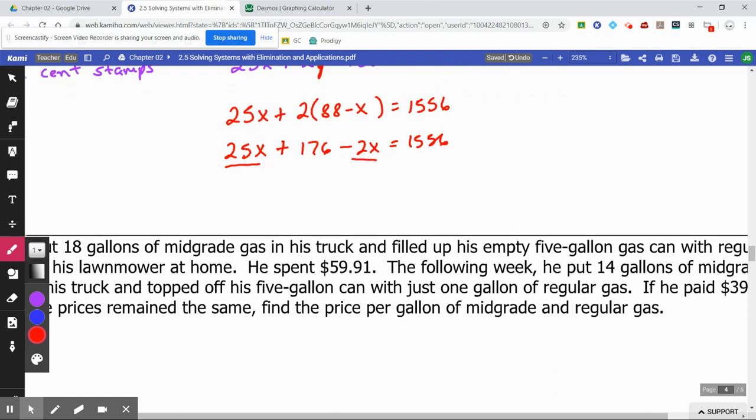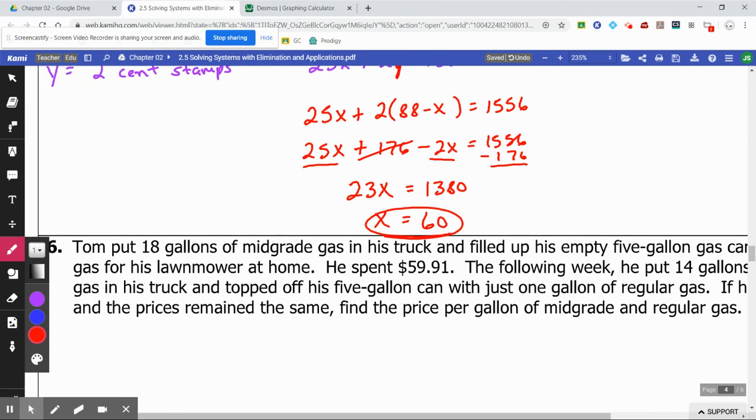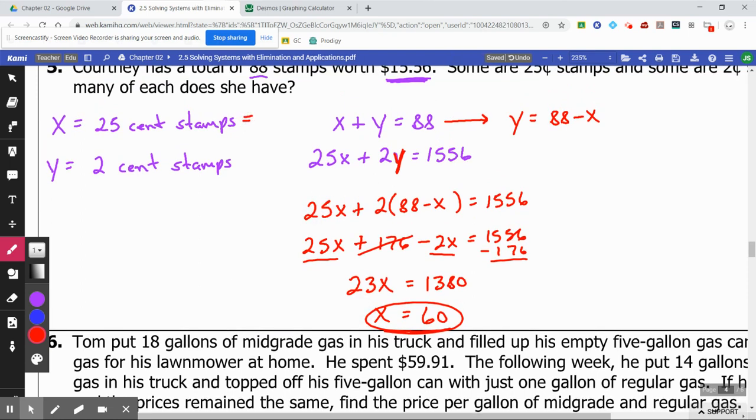Combine your like terms, you have a total of 23 x's, and if you would like to, you can go ahead and move that 176 over by subtracting. 1556 minus 176 is 1,380. Divide both sides by 23 and you get 60. So my x value is 60. So let's go back up here. My x was my 25-cent stamp. So there are 60 25-cent stamps. Since x plus y is 88, that's going to be the best place to plug that in. And you're going to find out when you do 88 minus 60 that there are 28 2-cent stamps.